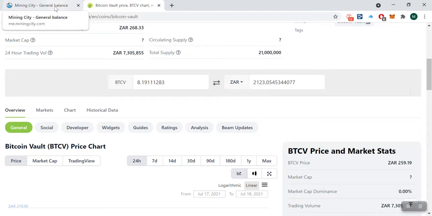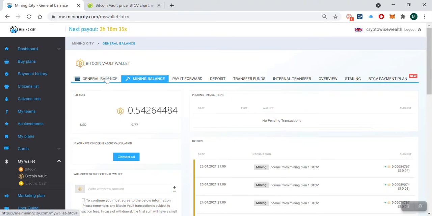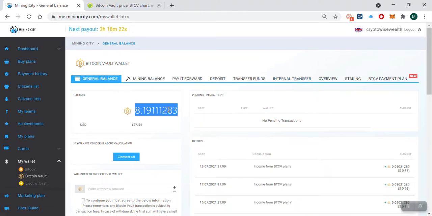I'm going back into the Mining City. That is how you check your balance. You go to your wallet, Bitcoin Vault, you will have general balance and mining balance. Combine the two is your total balance. If you want everything to be in your general balance, do an internal transfer and transfer your mining balance into the general balance, and you'll see all your balances together.